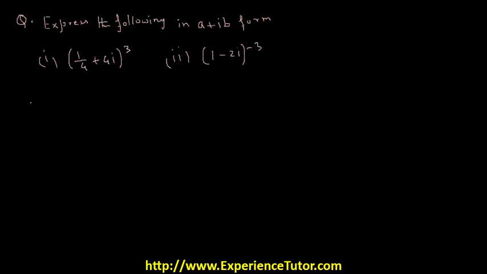Now we have a question. Express the following in a plus ib form. First, 1 by 4 plus 4i to the power minus 3. Second, 1 by 2i to the power minus 3. So let us solve the first one. 1 by 4 plus 4i to the power minus 3.